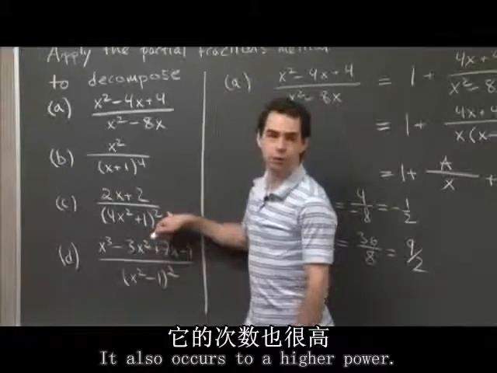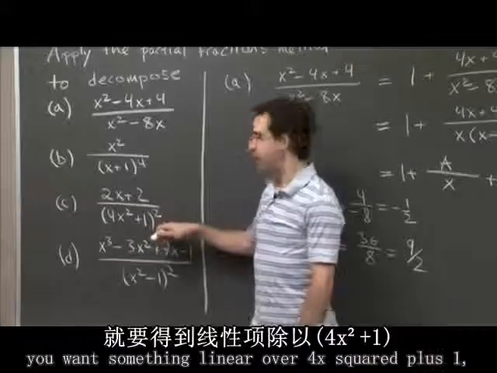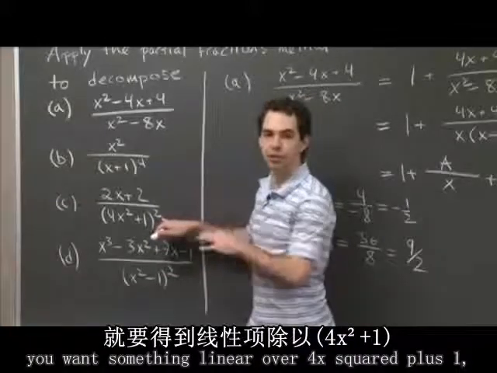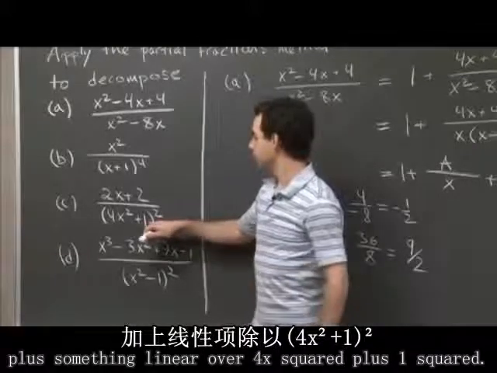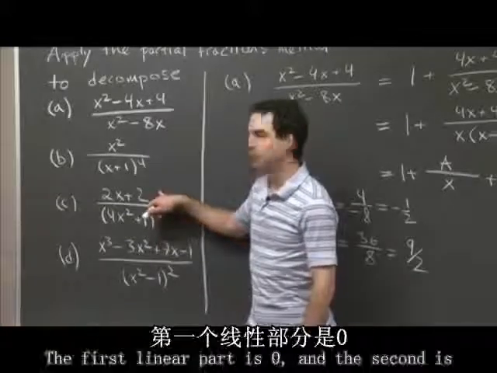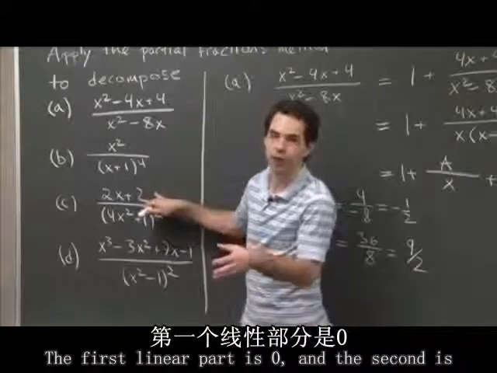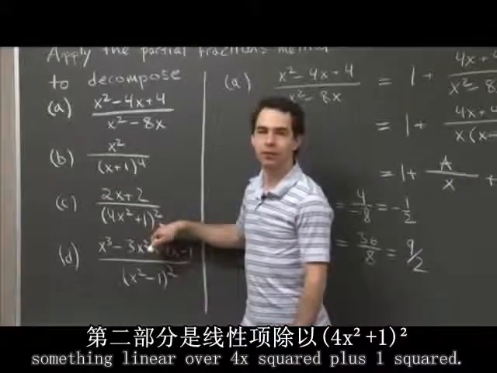It also occurs to a higher power. So when you partial fraction decompose something like this, you want something linear over 4x squared plus 1, plus something linear over 4x squared plus 1 squared. But we already have that. The first linear part is 0, and the second is something linear over 4x squared plus 1 squared.